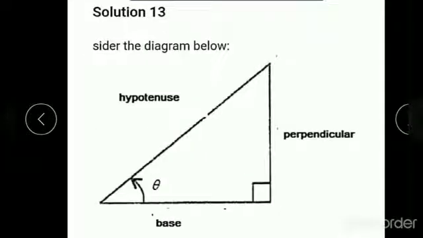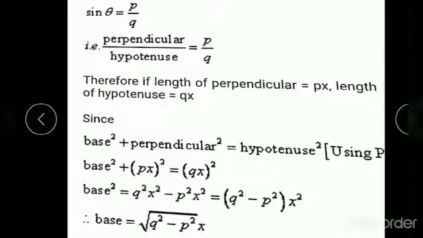So you have hypotenuse, perpendicular and base. So you have to take one side theta. So sin theta is equal to p by q, that is perpendicular divided by hypotenuse. Perpendicular will be p and hypotenuse will be q. So using the Pythagoras theorem, you can find out one more side. Therefore, the length of the perpendicular you can take as px and the length of hypotenuse you can take as qx. Okay.